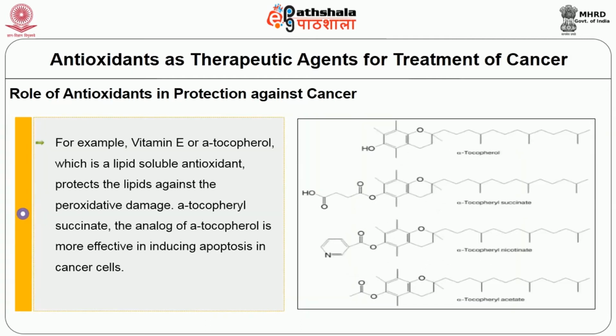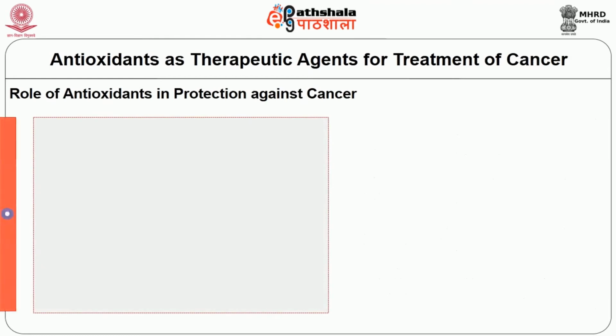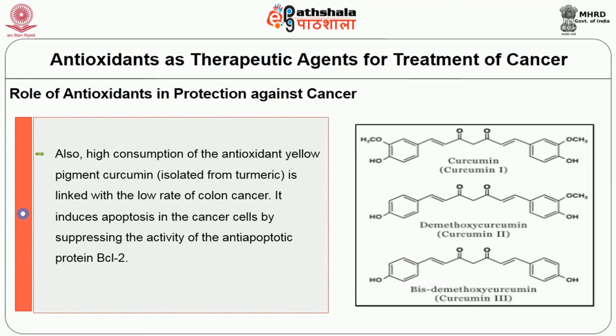For example, vitamin E or alpha tocopherol, which is a lipid-soluble antioxidant, protects the lipids against peroxidative damage. Alpha tocopherol succinate, the analog of alpha tocopherol, is more effective in inducing apoptosis in cancer cells. Also, high consumption of the antioxidant yellow pigment curcumin, which is isolated from turmeric, is linked with a low rate of colon cancer. It induces apoptosis in cancer cells by suppressing the activity of the anti-apoptotic protein BCL2.